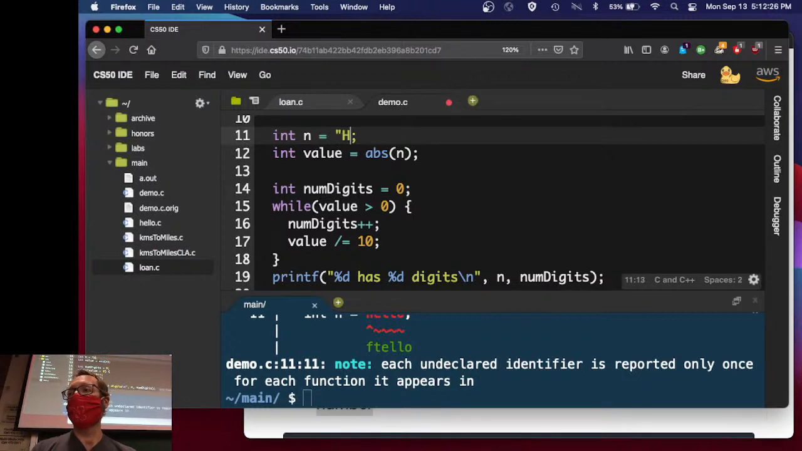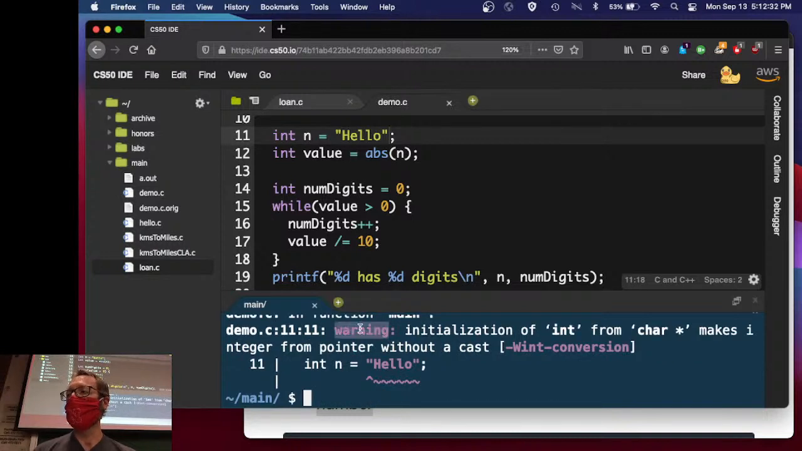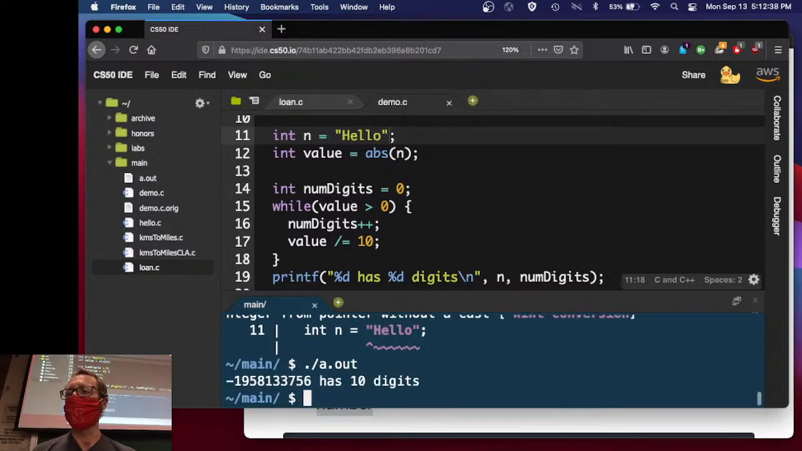I could put it into a string, and that will unfortunately compile, hopefully with a warning. Yep, warning. You cannot treat a string as a number. It'll run, it'll give me something nonsense though, right? That's not the number, that's the memory address. And that memory address conveniently has 10 digits. So we know how many digits that memory address has, but that's not what we want. What's another edge case here?